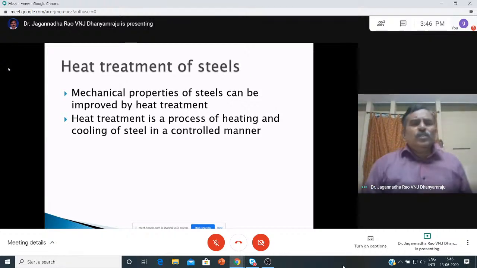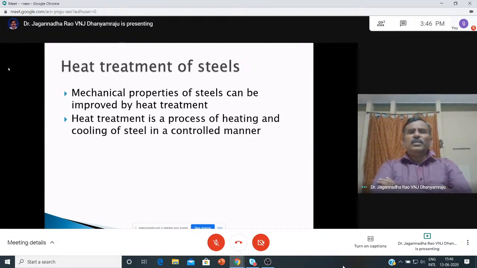Now, let us see heat treatment of steels. Of course, there are plain carbon steels, medium carbon steels, low carbon steels, and high carbon steels. They cater for some of the engineering applications. However, the demand of service conditions in engineering applications requires a variety of properties that are not given by plain carbon steels.